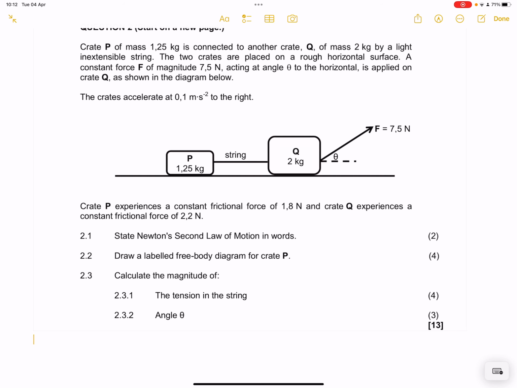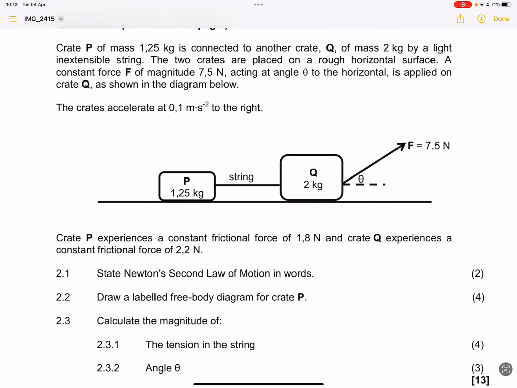Now very importantly, they tell us that the crate accelerates at 0.1 meters per second squared to the right. That's very important because it also tells us the direction of the frictional force. They say crate P experiences a constant frictional force of 1.8 newtons, and Q experiences a constant frictional force of 2.2 newtons.